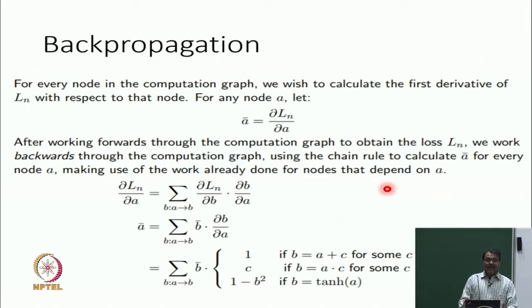The slide gives one example, and let us look at it. It says suppose B is equal to A plus C. Then what is del B by del A? It is 1. C is not dependent on A, right? On the other hand, if B is equal to A times C, what is del B by del A?